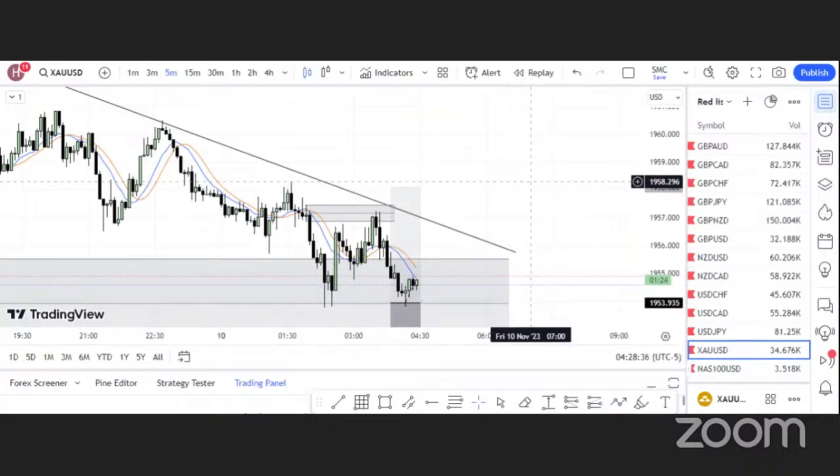Okay. So it's moving again. Let's see if this movement is going to get to our TP. So if it does get to our TP, we close the trade. We look for another setup.